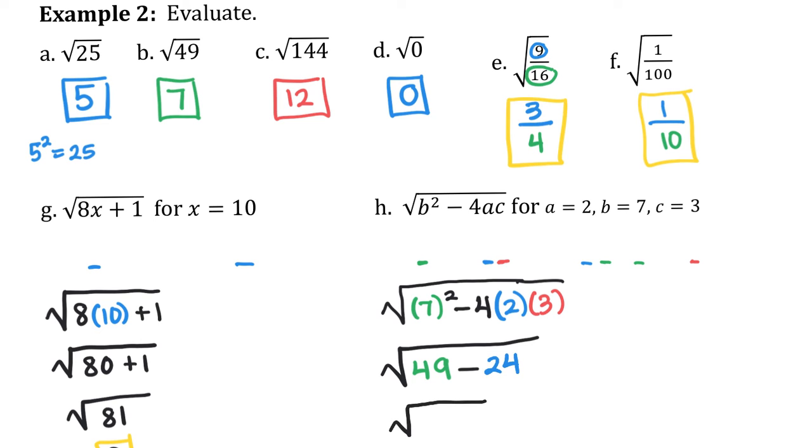Okay, if I do 49 minus 24, I get 25. And the square root of 25 is 5. So after all that, my final answer is 5.